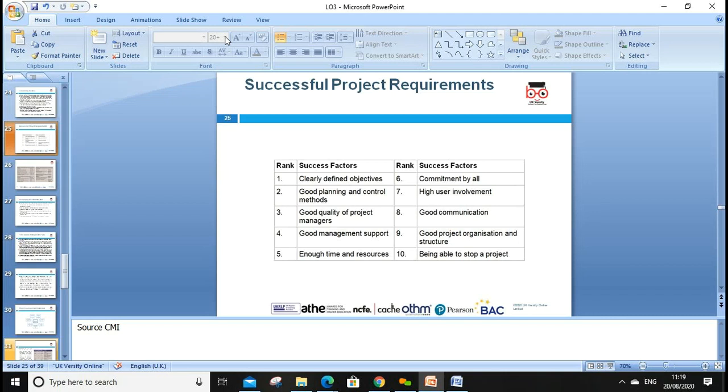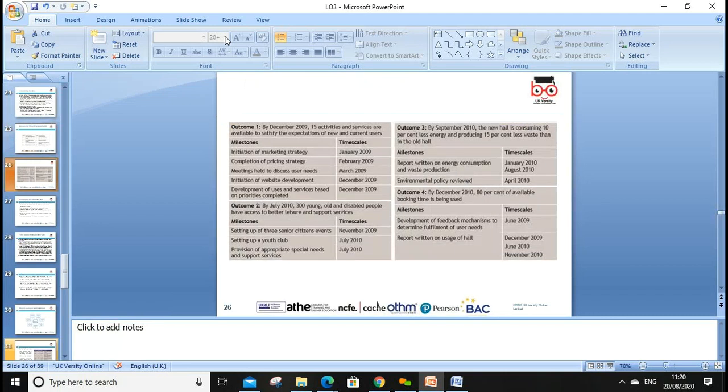Quality: if you don't meet the quality that your stakeholders expect, you're not meeting the key objective of the project. Good management support: if there is no management support, of course it's difficult to achieve what we are supposed to achieve. Enough time and resources. Commitment by all, not just high user involvement. Good communication. Good project organization and structure are required.